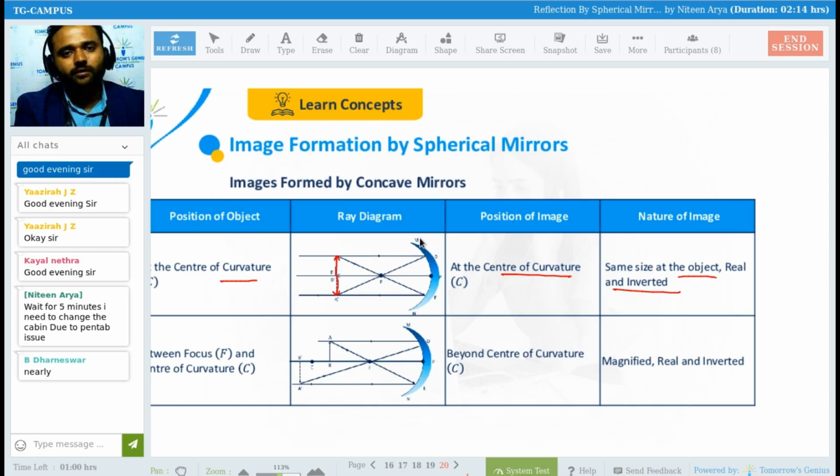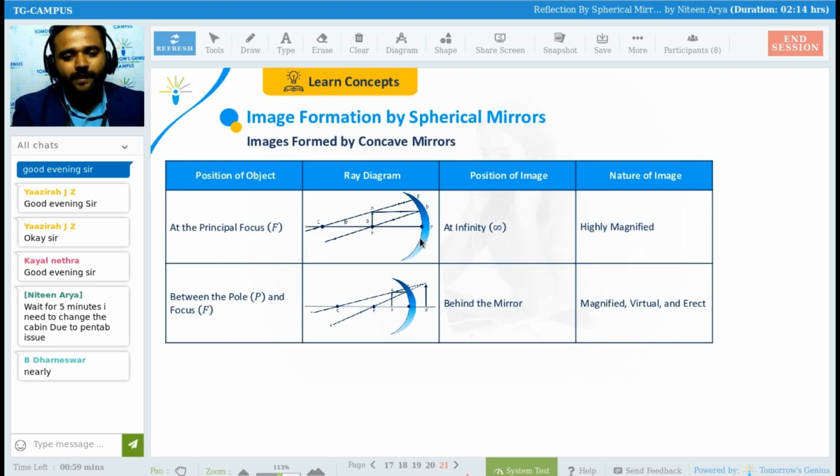Now, if we move our object nearer towards the mirror, now we put our object in between C and F, as you can see, so we get an enlarged image. Beyond the center of curvature, if we put an object between focus and center of curvature, we get the image beyond the center of curvature, magnified, real and inverted. Magnified means enlarged. If we put the object on the focus, we are going to get the image at infinity and highly magnified. Highly magnified means very large.